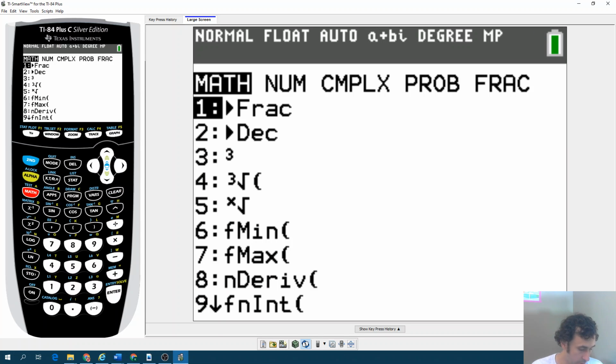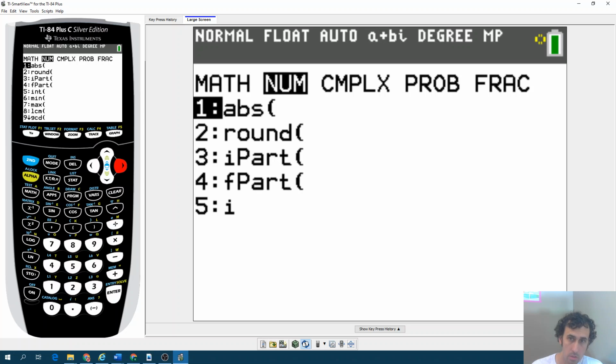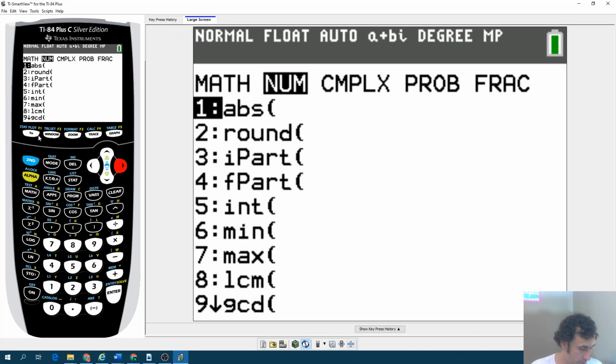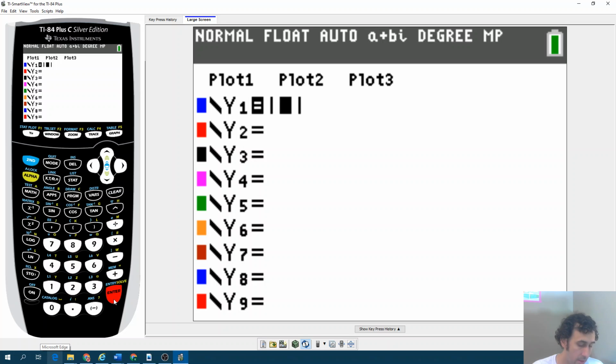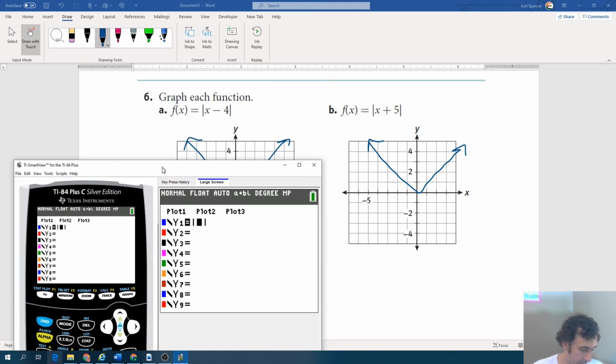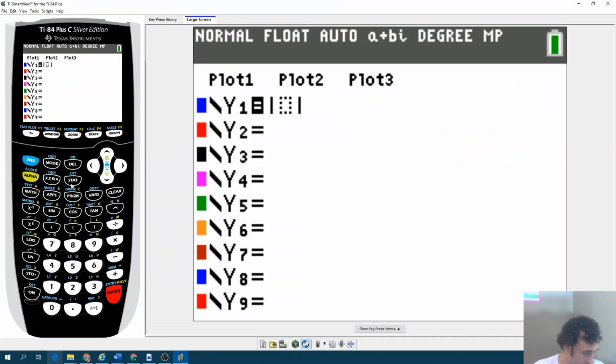I am going to arrow to the right once, under number, then option number 1 says ABS, absolute value. I'm going to hit enter. Now, depending which model of calculator you have, some of your calculators might have these vertical bars right there. Some of your calculators might just have ABS with parentheses. In either case, I can now type my equation, x minus 4.